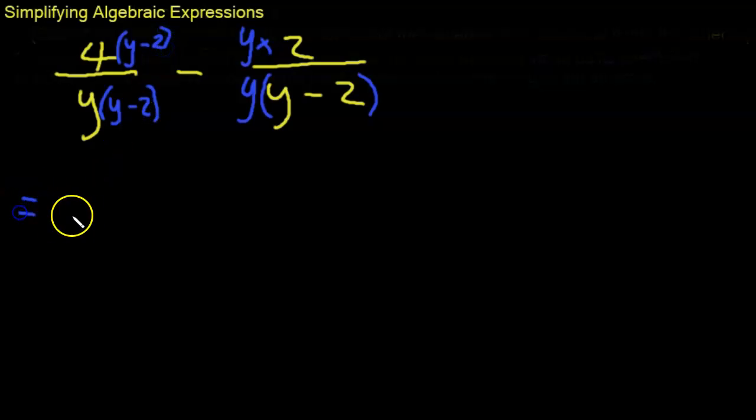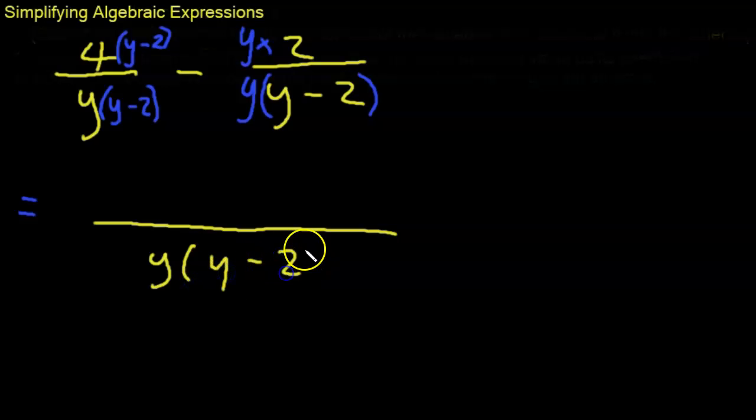Now you will recognize that we have a common denominator of y times y minus 2. So we can just make it the same. It's the same denominator. And we can simplify our numerator now by expanding brackets. So this is 4 times y, 4y, and 4 times minus 2. That's minus 8. The other one, y times 2, is the same thing as 2 times y.